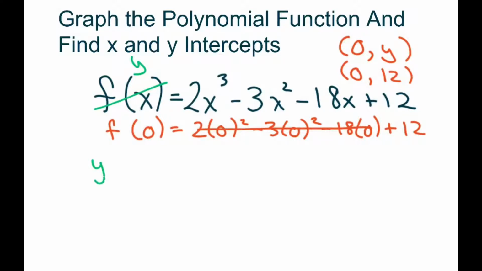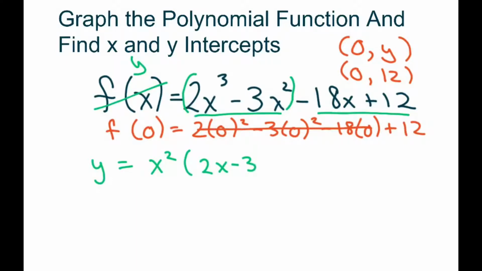So we're going to do y equals, and I'm going to factor this by grouping. The first part I'm going to do is factor out an x squared. And when you do that, you're going to get 2x minus 3. And this should not be an 18. This should be an 8.